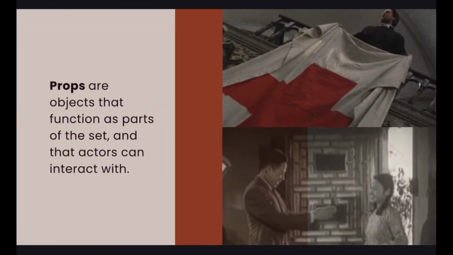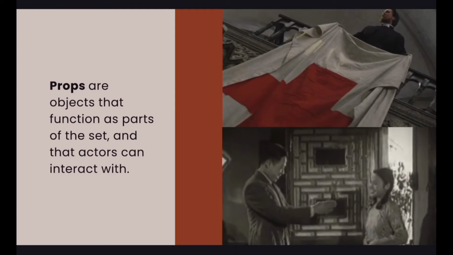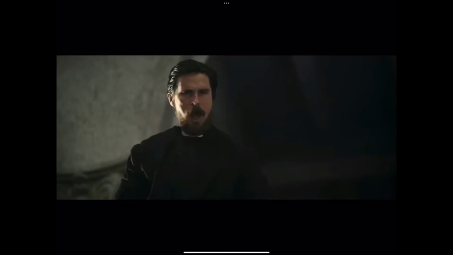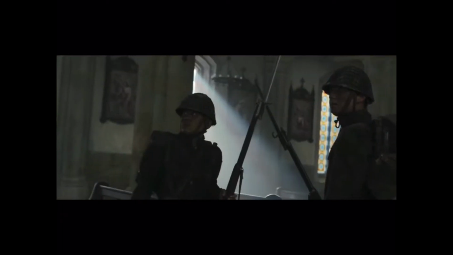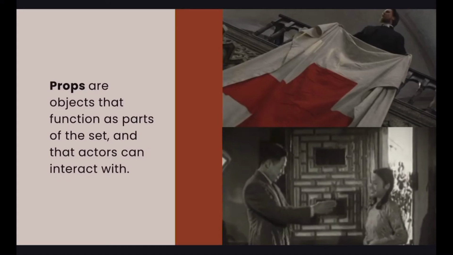Props are objects that function as parts of the set and that actors can interact with. On the top here we can see John with the flag to try and stop the Japanese soldiers from invading the church. And on the bottom we can see the bonsai exchange between the two characters.